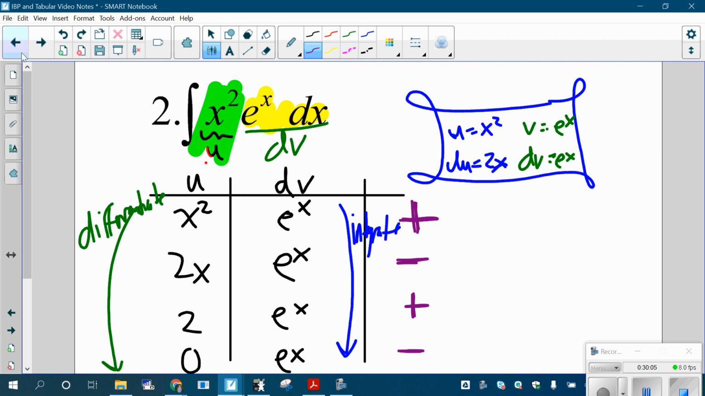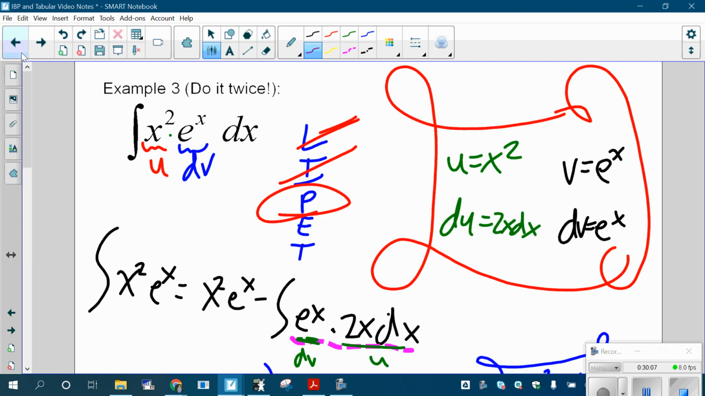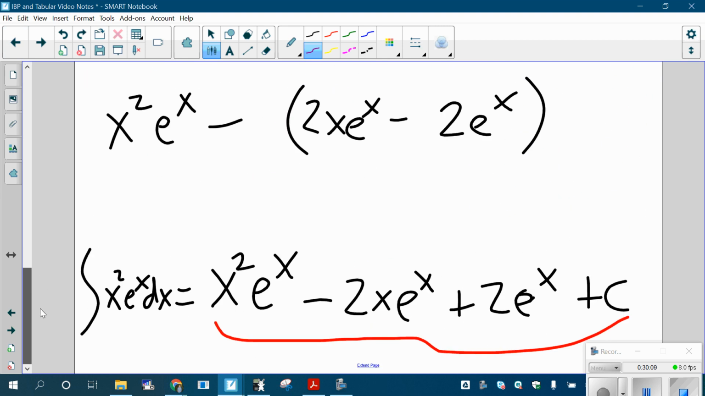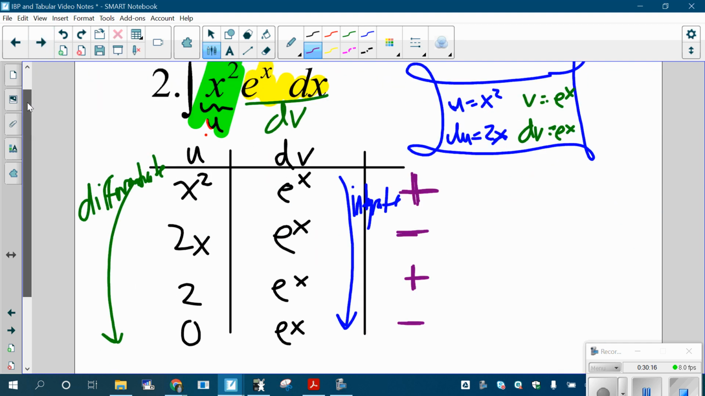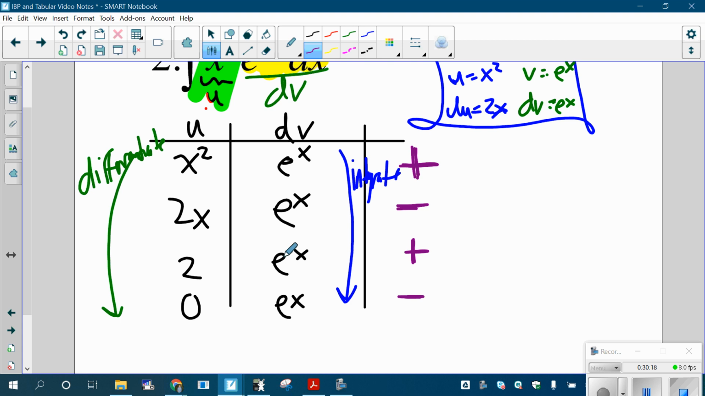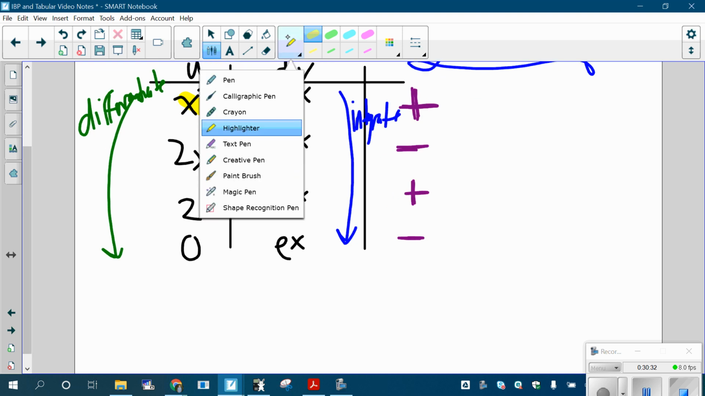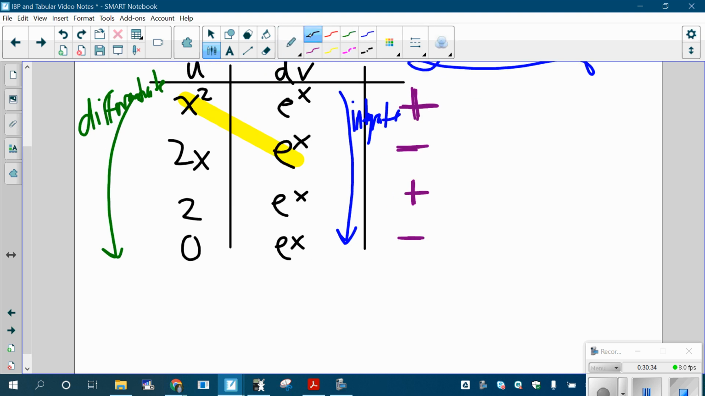If you recall, the answer to this problem was x squared e to the x minus 2x e to the x plus 2 e to the x. And if you look at this table we just made, it has all of those components in it. How do you get the answer? You do this. Start at the top left and go diagonal. Your first term is going to be x squared e to the x. We're just going to straight up grab the answer from this table. It's cool. So my answer is x squared e to the x.